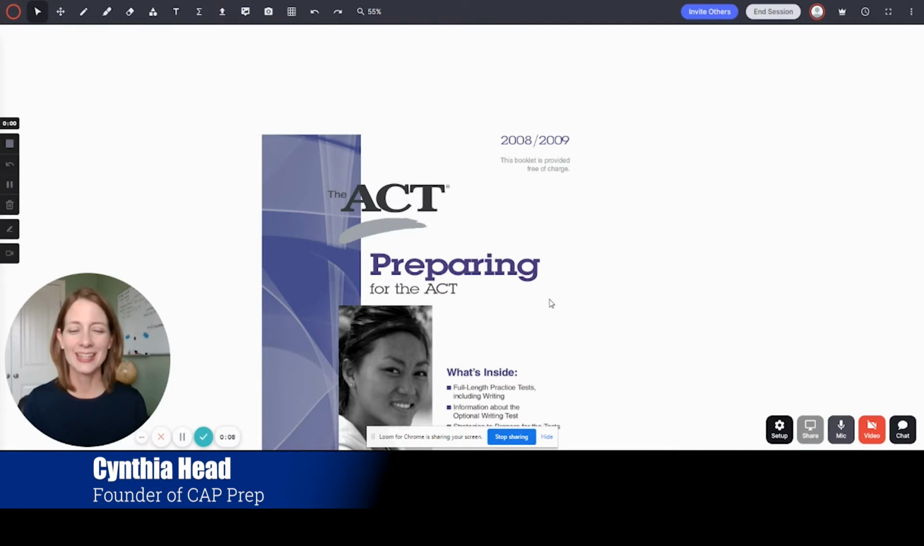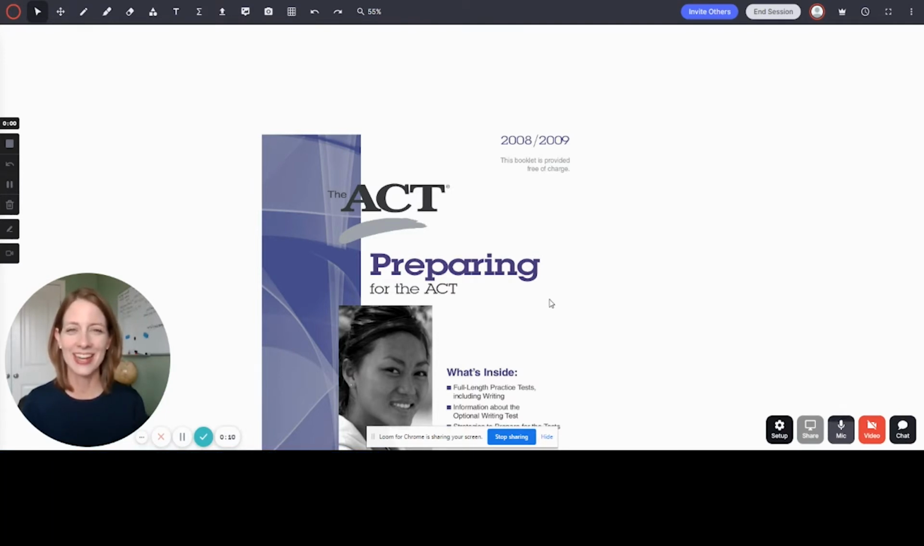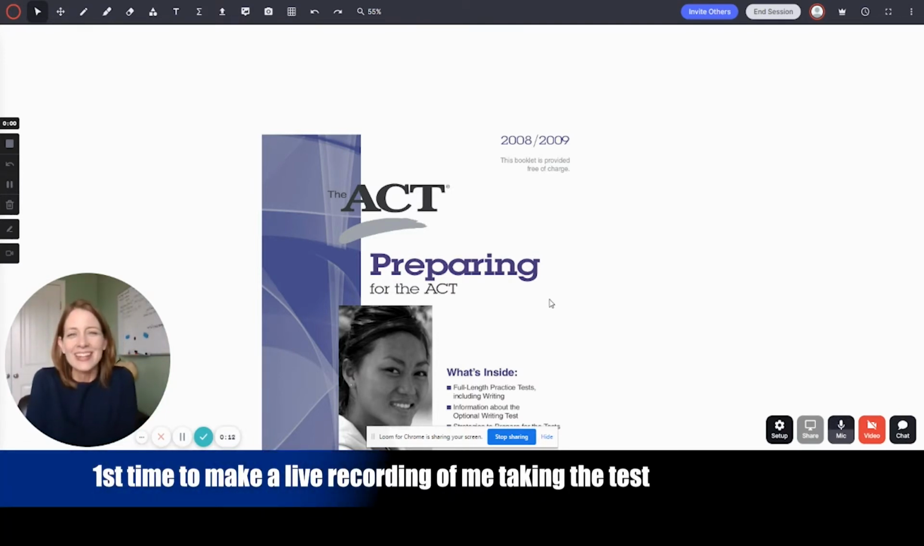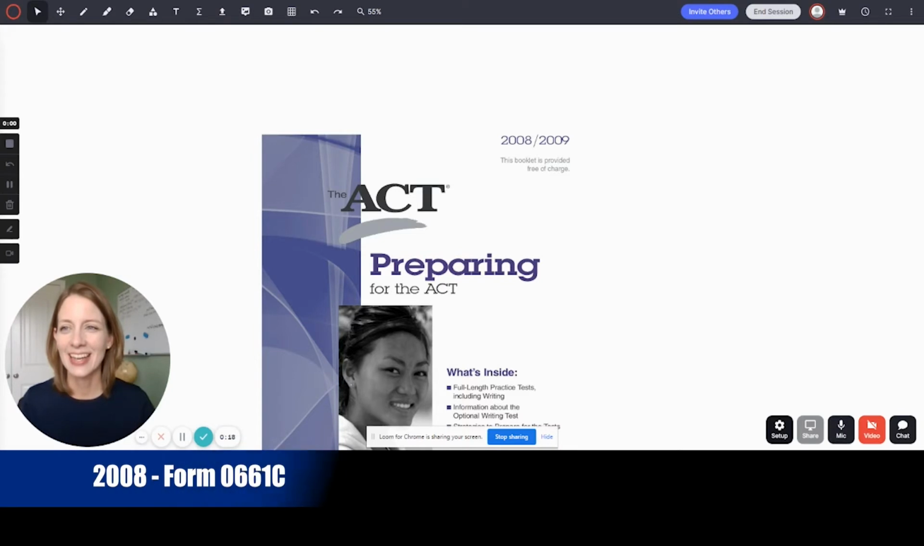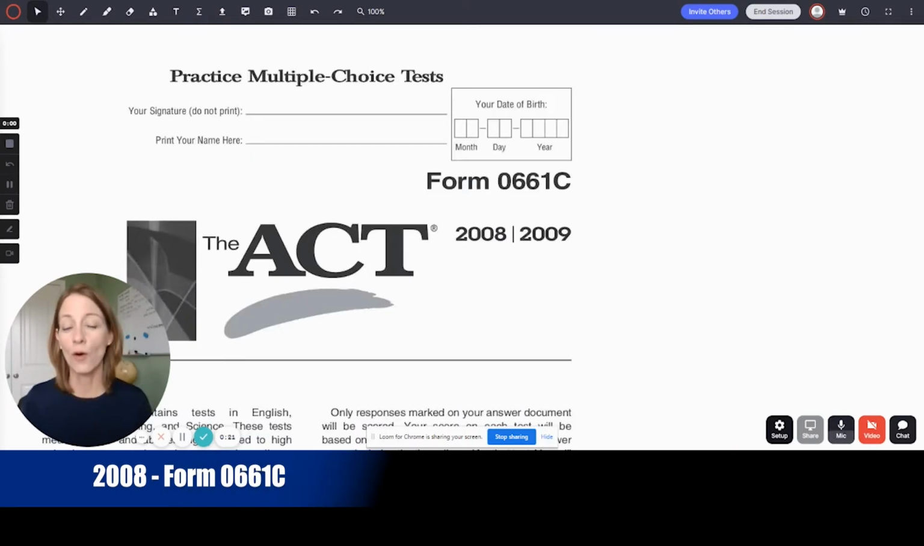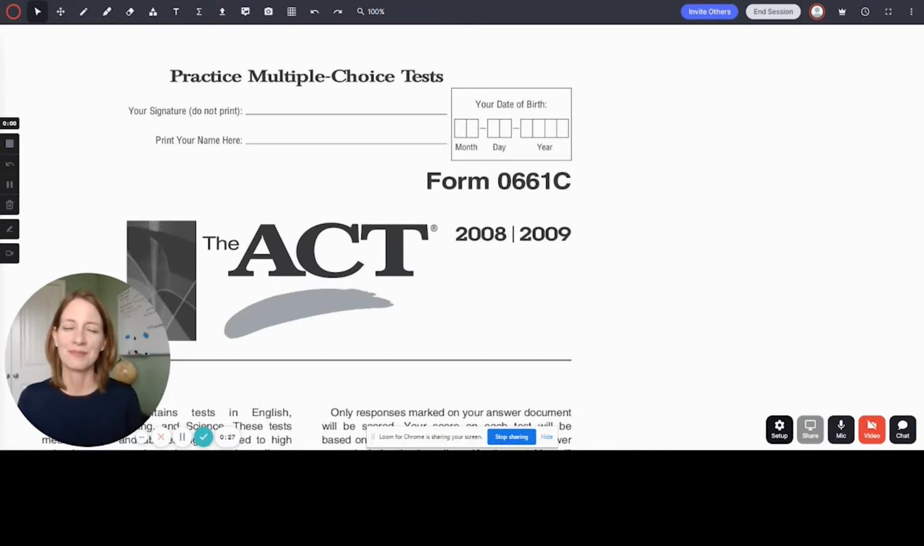And I spend a lot of time thinking about the English test. So, this is my first time to take a practice English test. This is the 2008, or you can look at it as Form 0661C. Just like students that feel a little nervous, I'm not going to lie, I feel a little nervous. We're going to take the test together.